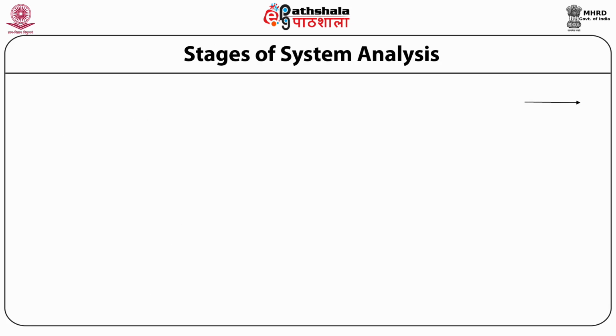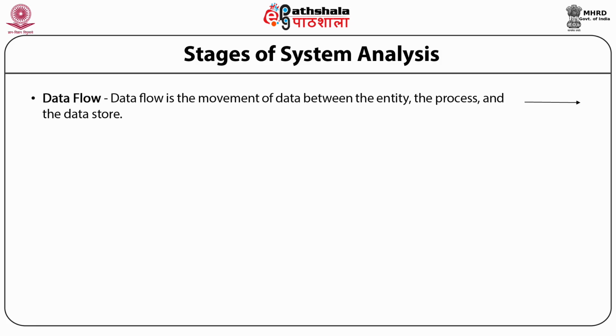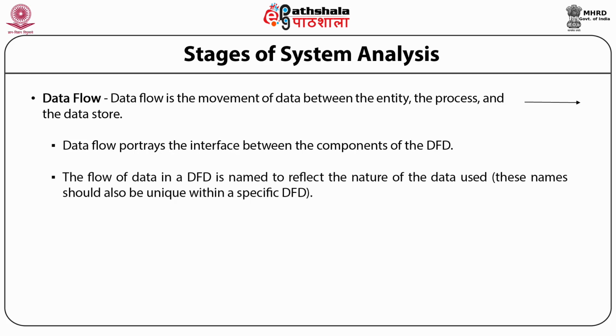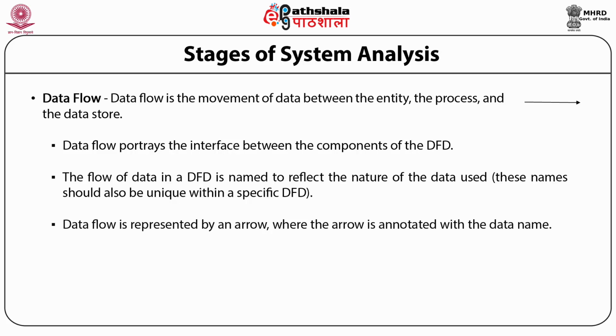We now look at the fourth symbol, the data flow. It represents movement of data between the entity, the process, and the data store. Data flow portrays the interface between the components of the data flow diagram. Flow of data in a DFD is named to reflect the nature of the data used. These names should be unique within a specific DFD. Data flow is represented by an arrow where the arrow is annotated with the data name.